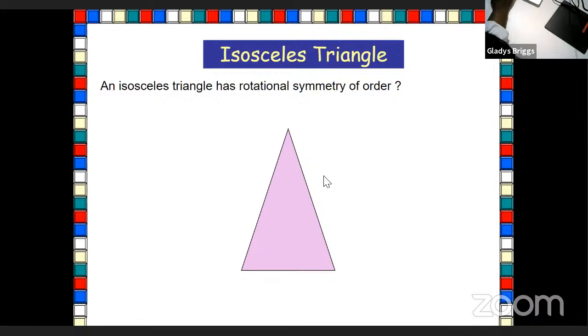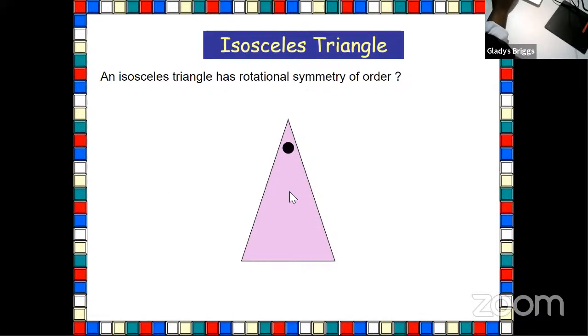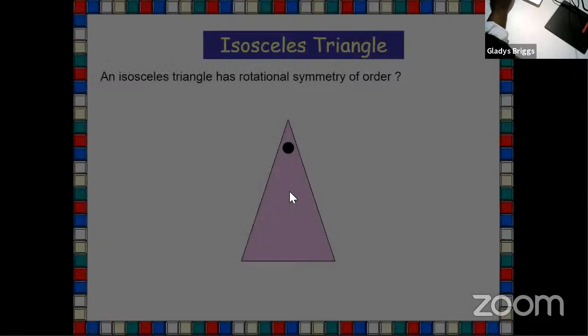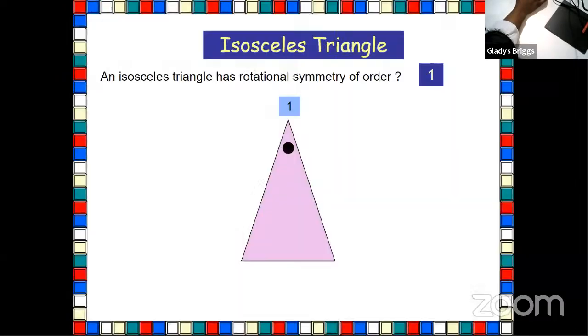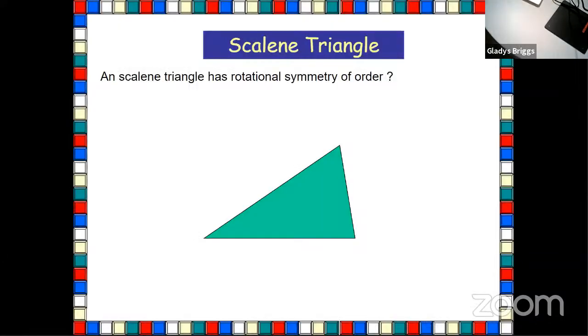Yes, it will be on Moodle. Yes, Khaled. Every time you turn it, it will be facing a different direction, unless when it comes back full 360 degrees. Yeah, so 1 time, guys. Okay, how about this one? How many times will we turn this one before it comes back on itself?